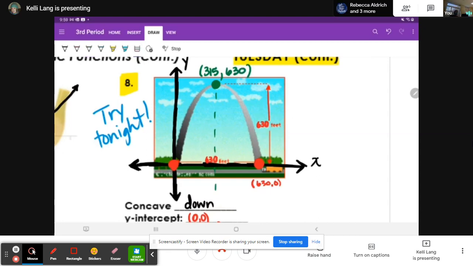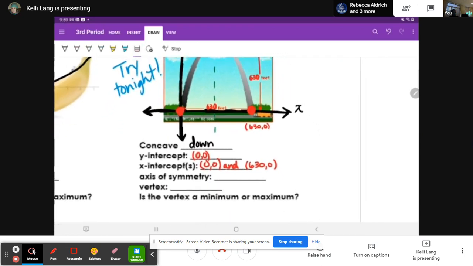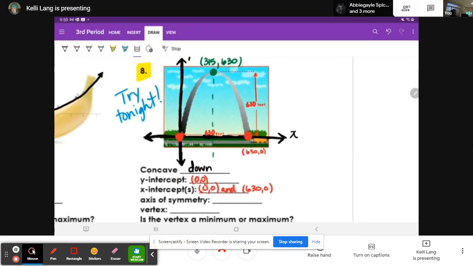Yeah, very good job on that. So our vertex is 315, 630. Once you know the vertex, the axis of symmetry is really easy. It's just x equals whatever the x value of your vertex is. So 315. And is this a minimum or a maximum? Maximum, because it's at the top of our parabola. Very good.